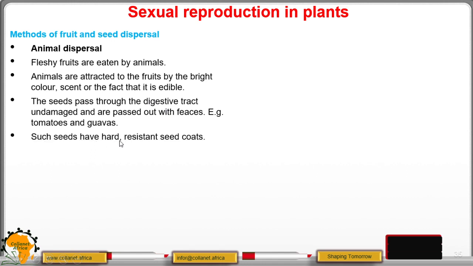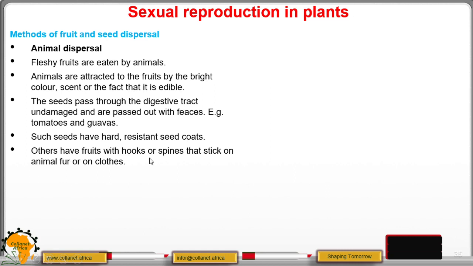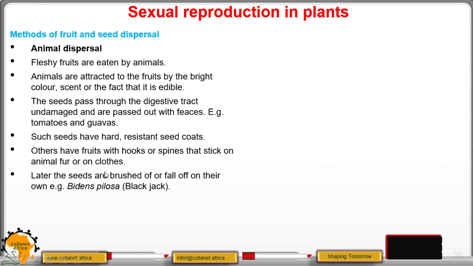Such seeds have hard, resistant seed coats, and other fruits have hooks or spines that stick on animal fur or on cloth. Later, the seeds are brushed off or fall off on their own. For example, blackjack. These ones stick on the cloth or even on the fur of animals. Then they are brushed off and deposited on the ground. They germinate away from the parent plant.